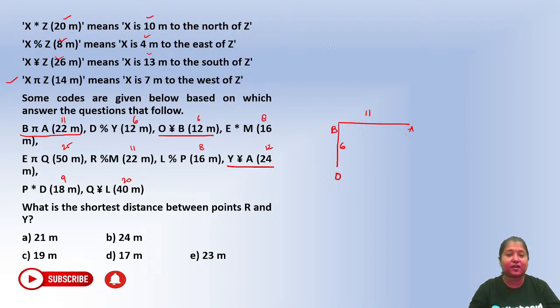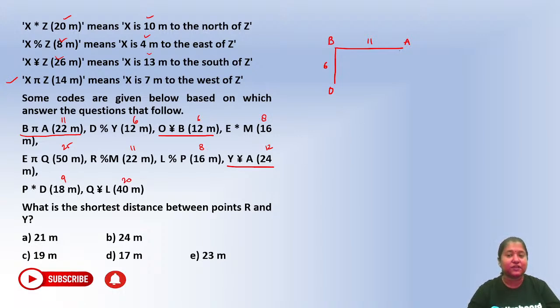So let me draw it above. I guess ye thoda sa niche ki taraf aayega diagram. So let's say this is your O, this is your B, this is your A. Okay, this is your 6, this is your 11. Okay, let's draw. चलो आंसर आ रहा है 19 मीटर. Okay, we'll check. So now you have this B here, right?